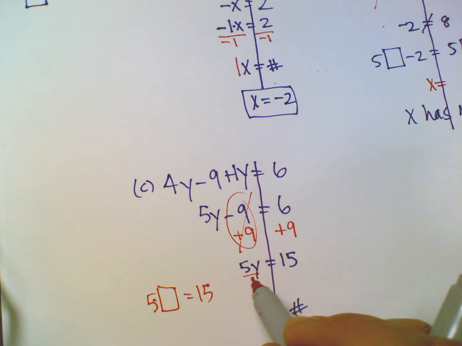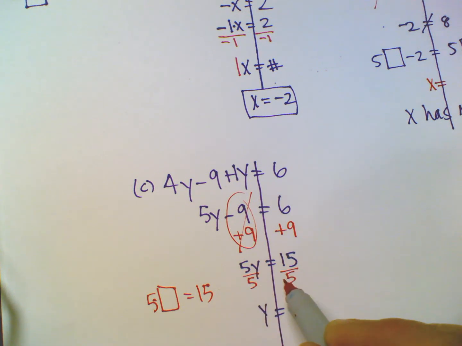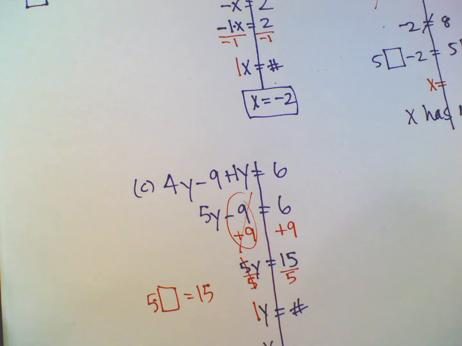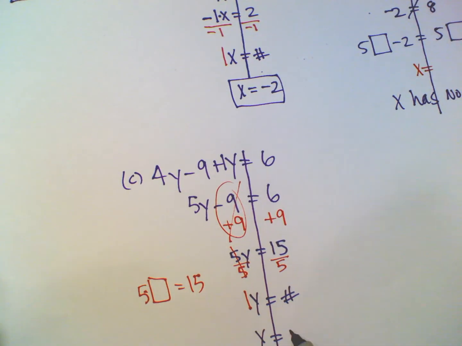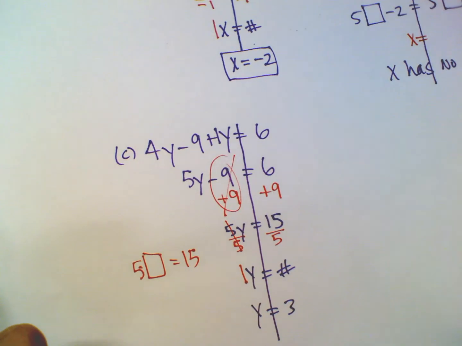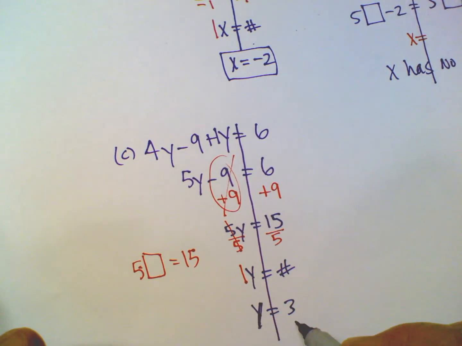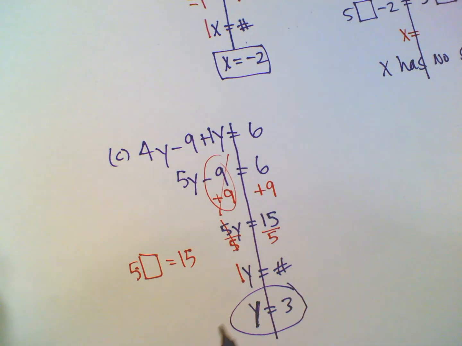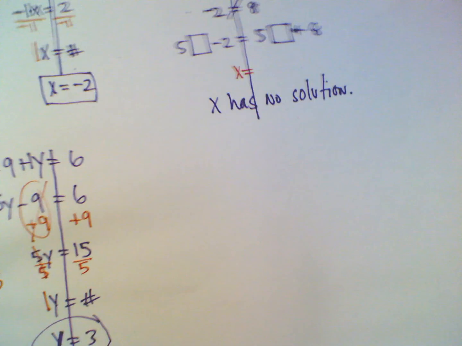Opposite of multiplication is division. So that divides out, becomes that 1y, which I want. So I have y is equal to 15 divided by 5, which is 3. So I just solve for y. So y equals 3 on C. Okay. And last one, D.